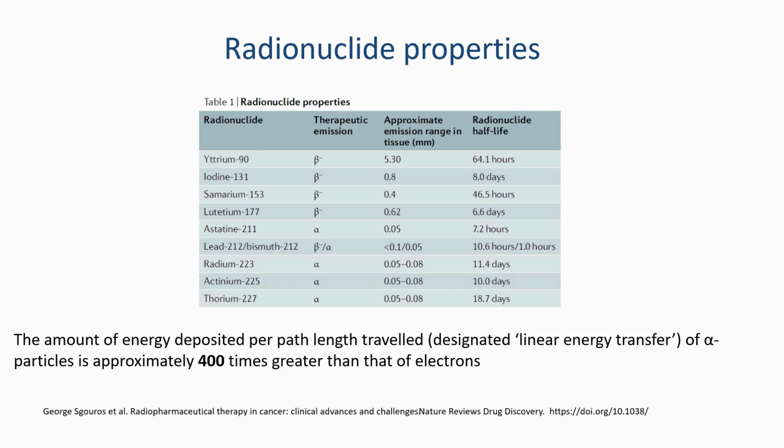So what is the difference between an alpha and beta particle? Apart from their emission, the amount of energy deposited per path length traveled, that's essentially what is designated as linear energy transfer, of an alpha particle is approximately 400 times greater than that of electrons, which is a beta particle. This does not necessarily mean that alpha particles are better. It is just that it deposits more energy, and in certain circumstances, in the future especially, this type of therapeutics is something that we would be interested in trying to expand and investigate further.